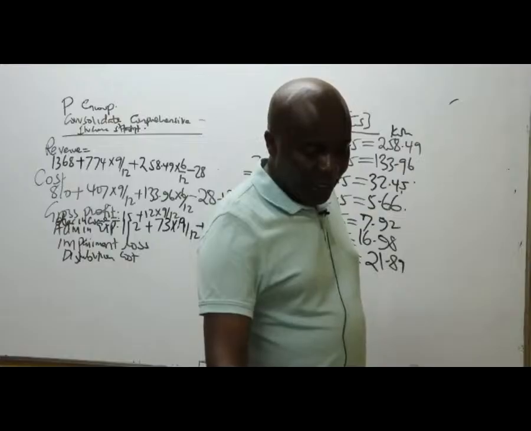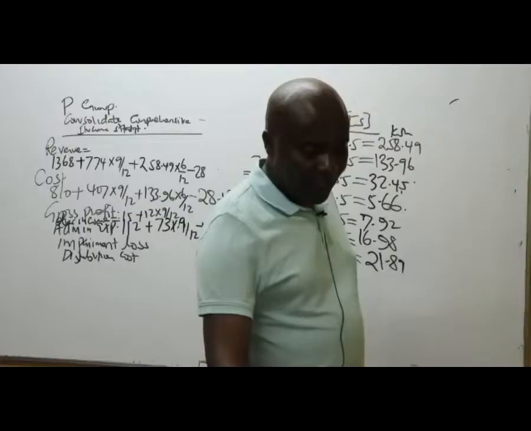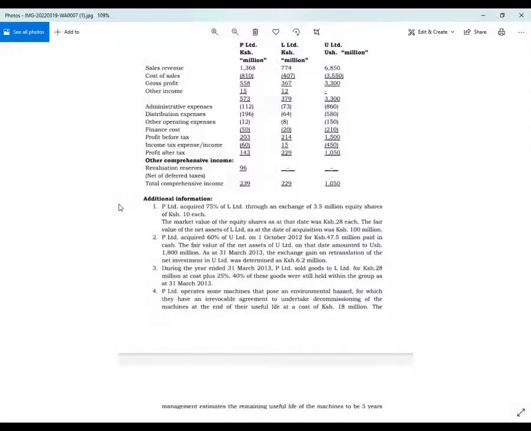580 is in Uganda shillings. We are tired. You're right. So it's supposed to be 196 plus 64 times 9 over 12 plus the Kenyan shillings that we got here, the Kenyan shillings that we got here times 6 over 12. I'm sorry. I misled you there.